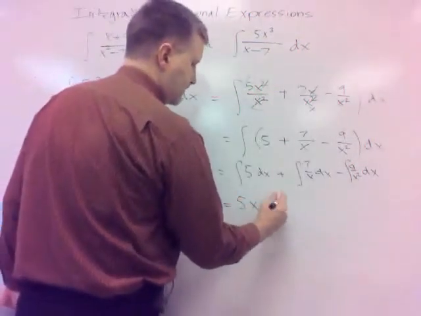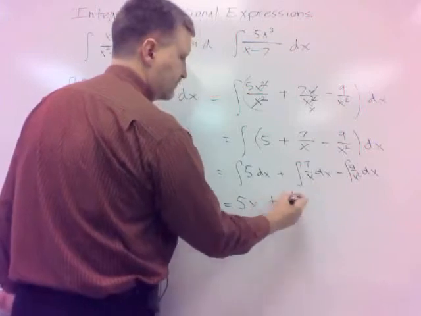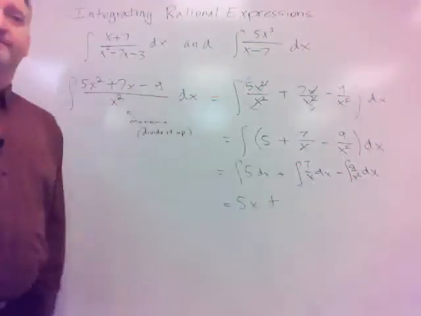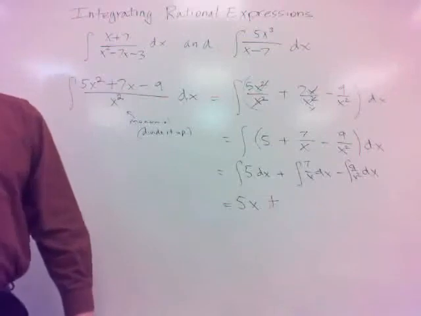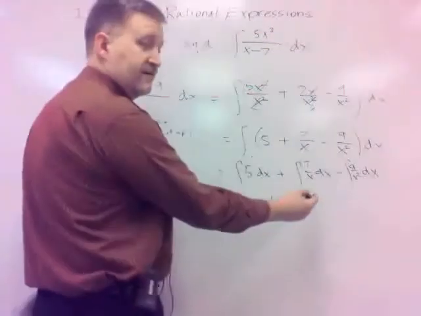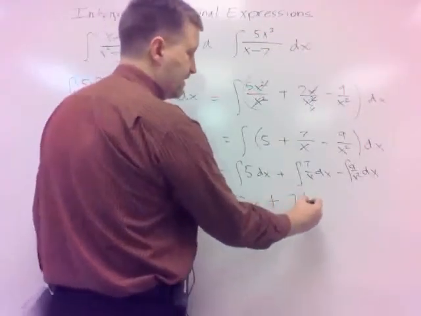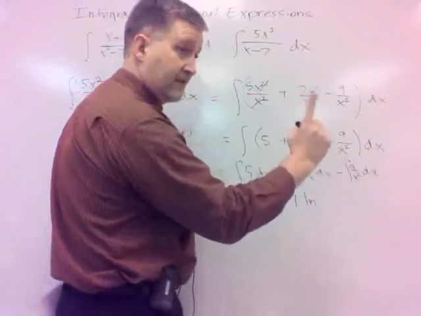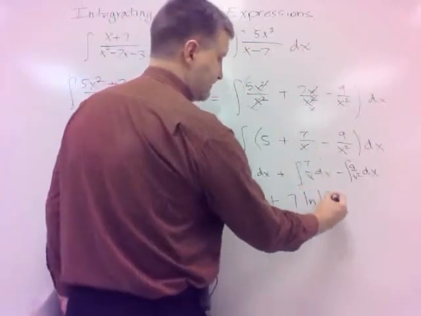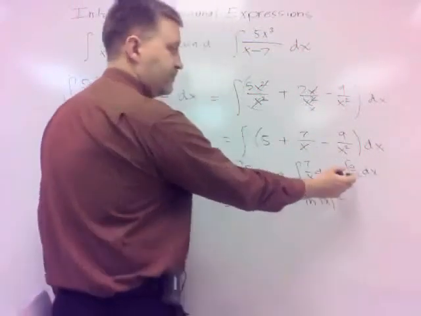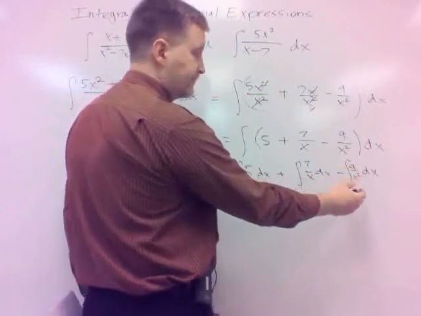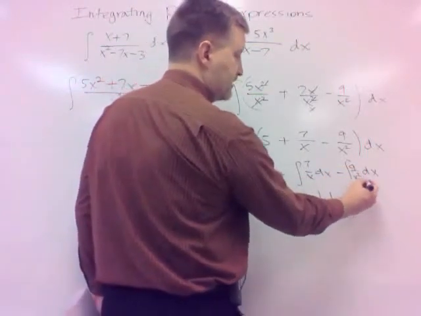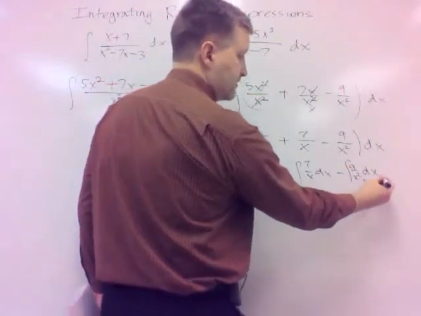What about the second one? Yeah, that's our ln, isn't it? If it's 7 over x, or 7x to the minus 1, however you want to think about it, that's ln of x, isn't it? 7 ln of absolute value of x. And then this one, what about that one? Well, that was just power rule, isn't it? 9x to the minus 2 is what that is. So that's just power rule.